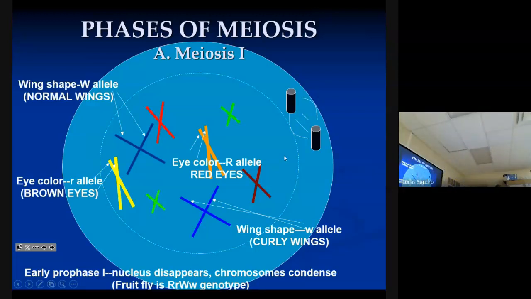Early prophase 1 looks an awful lot like prophase in mitosis. It's really not different. Different thing is we're following a little more detail. We're noticing that there's pairs of chromosomes that have similar colors and sizes. We're following a couple of genes. We're following, since this is a fruit fly, fruit flies have 8 chromosomes. We're following the wing shape gene, and this fruit fly happens to be heterozygous. It's got one big W and one little w. We're also following the eye color gene, and this fruit fly is heterozygous for that one as well.